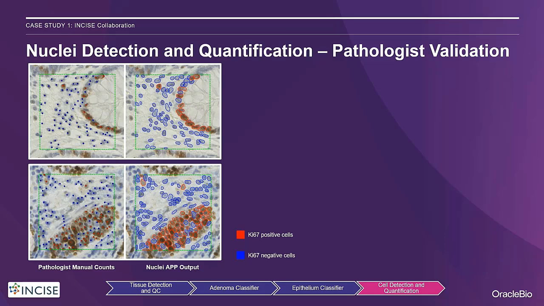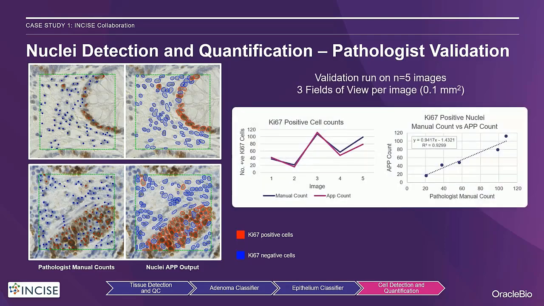Next, we ran the app on the same fields of view, and we produced a readout with the number of positive and negative cells detected. And finally, we compared the numbers between the manual and the app counts. So in the first plot on the left, we can see the comparison of Ki67 positive cells detected by the app, which is the line in purple, and by the pathologist in blue.